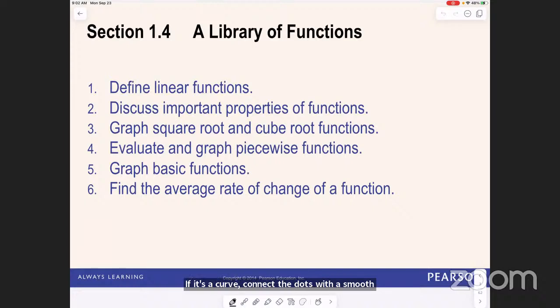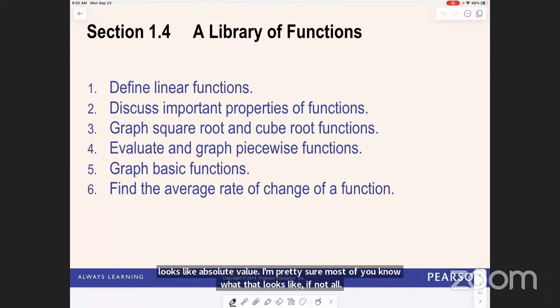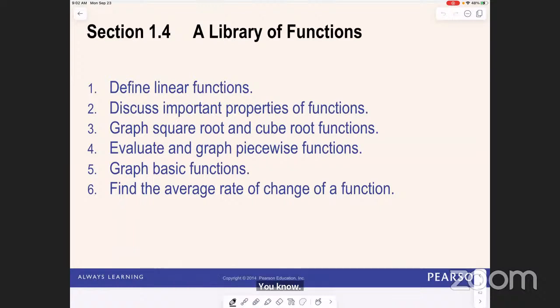So here we're going to have several base functions, right? And a lot of them you already know. If I were to say a quadratic function, you know what that looks like. A linear function, you know what that looks like. Absolute value, I'm pretty sure most of you know what that looks like, if not all. You should know what a square root function looks like. So these are the things that we're going to be exploring. And again, the idea here is that we're going to be laying a foundation for graphing, right? So we're starting with this collection of base functions.